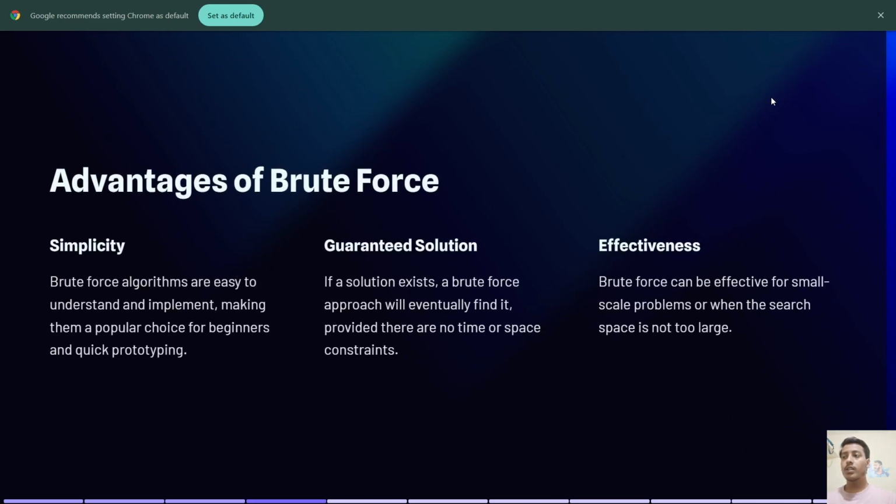Here are the advantages of brute force. First one is simplicity. Brute force algorithms are easy to understand and implement, making them a popular choice for beginners and quick prototyping. Second one is guaranteed solution. If a solution exists, a brute force approach will eventually find it, provided there are no time or space constraints. Effectiveness. Brute force can be effective for small scale problems or when the search space is not too large.